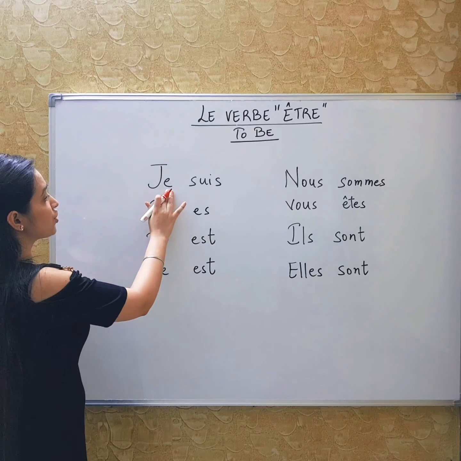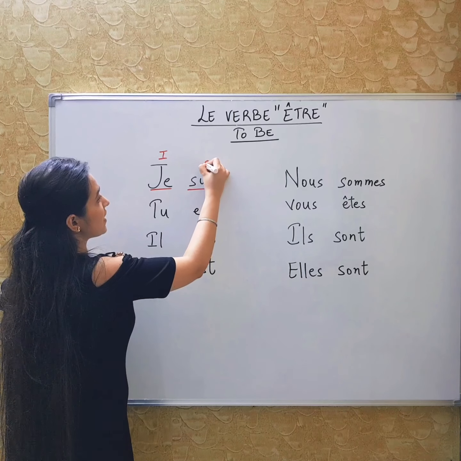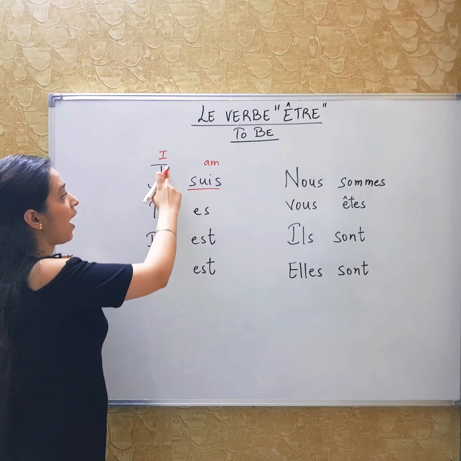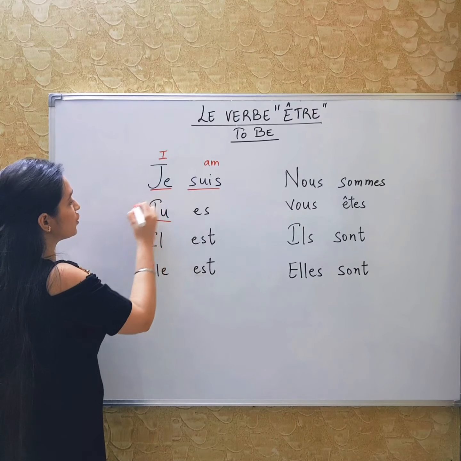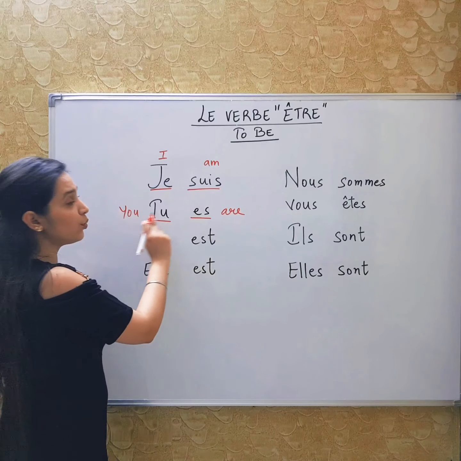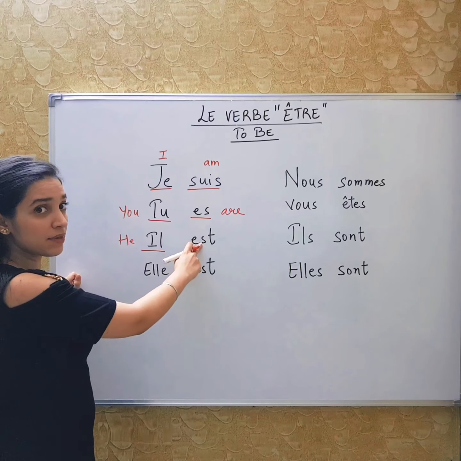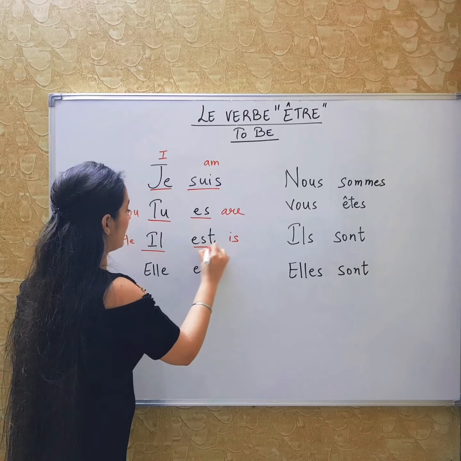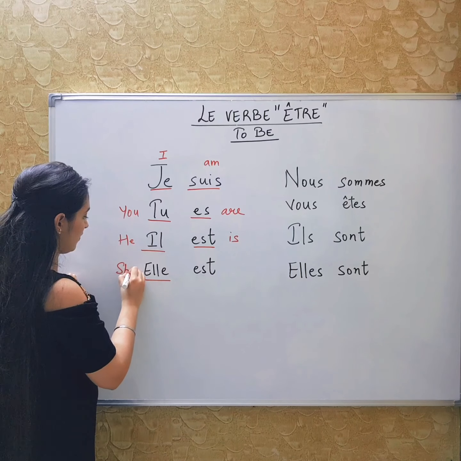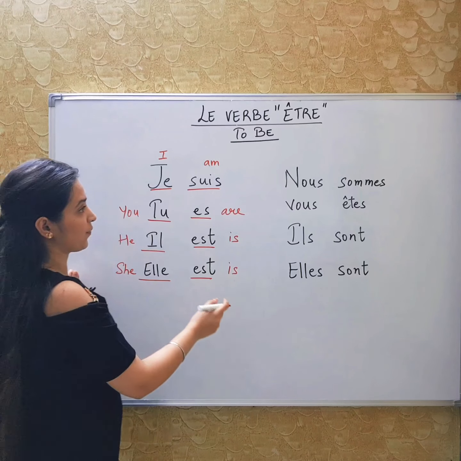Now here, je. Je means I. Suis means am. To be with I, we use I am. Tu means you, and es means are. You are. Il means he, and est means is. He is. Elle means she, and est means is. She is.